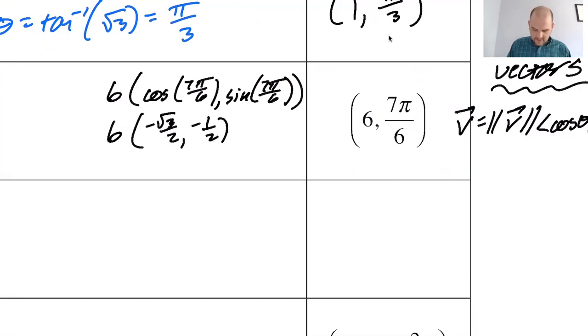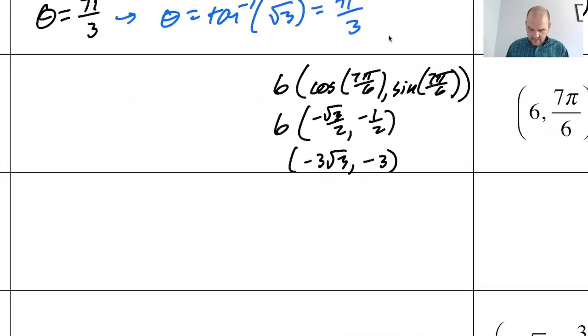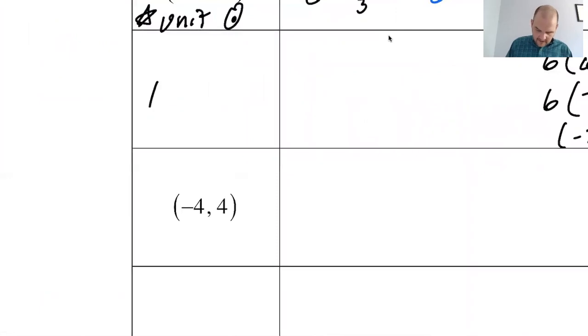So the point you end up with, distribute the 6 in there, which is a weird idea, but if you think it's analogous to vectors, it feels kind of right. Negative 3 root 3, negative 3. So that's going to be the point. So here we're going to get negative 3 root 3, negative 3, and everything's going to be fine.